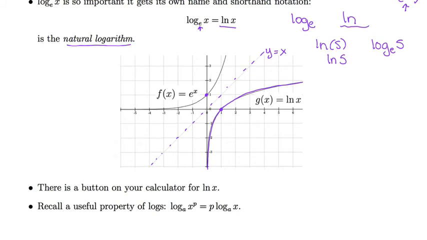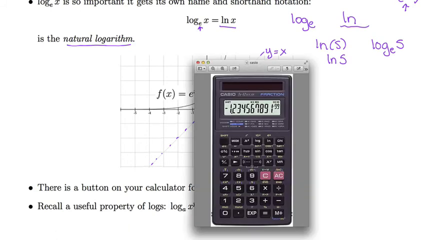There's a button on your calculator for calculating ln. It's right here. So again, if you needed to know the decimal value of ln 5, that's how you would figure that out.